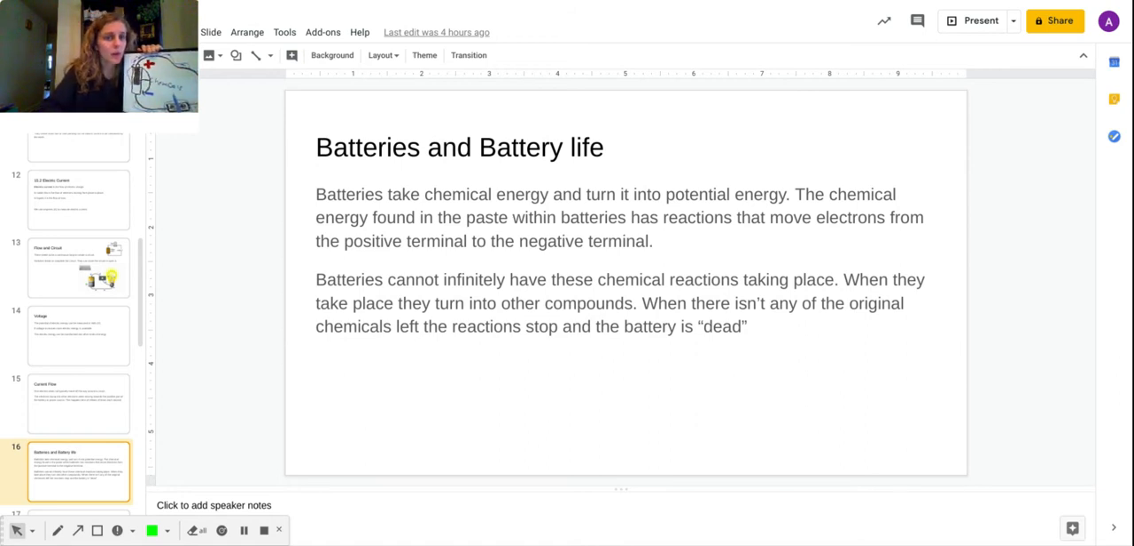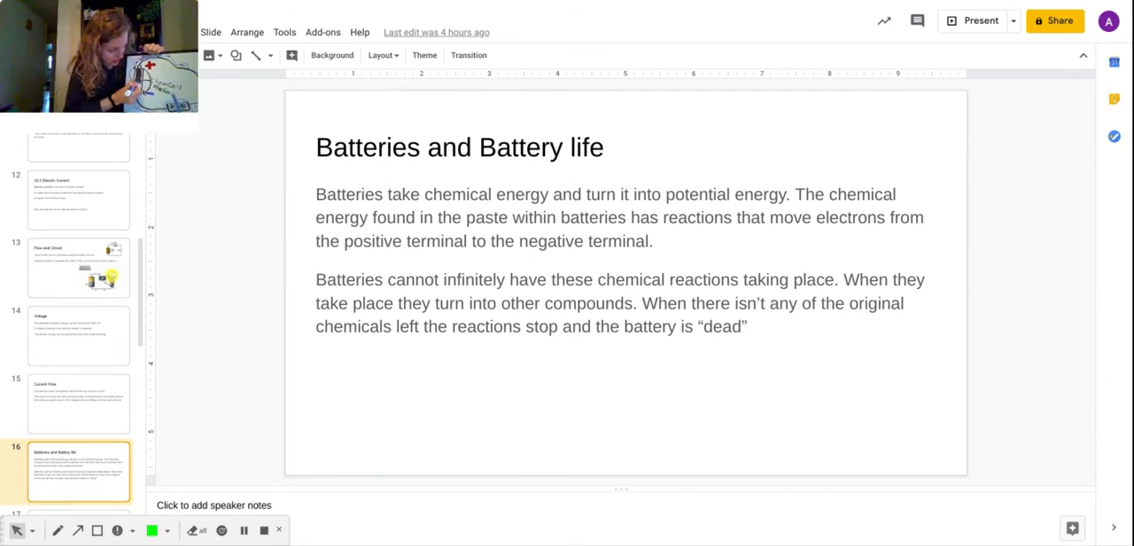But in batteries, once this chemical reaction takes place, there's a different chemical, a different compound present. So once it gets used up, it turns into something different. Let's try a different color. As it's going through these different chemical reactions, it changes into something else, and it's used up. That's dead.